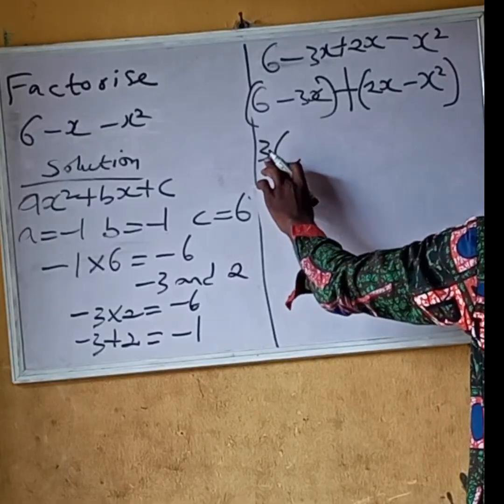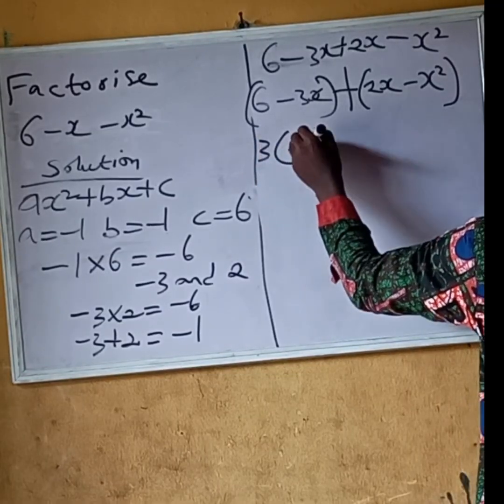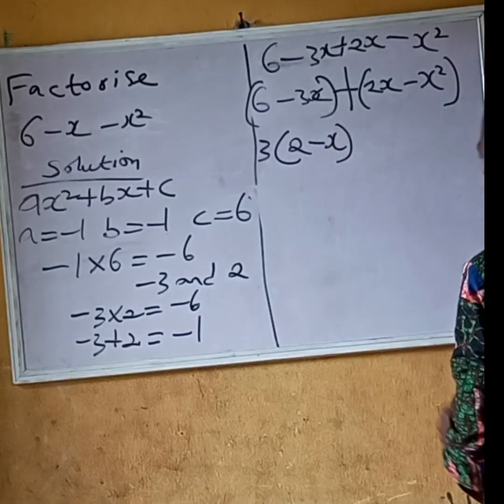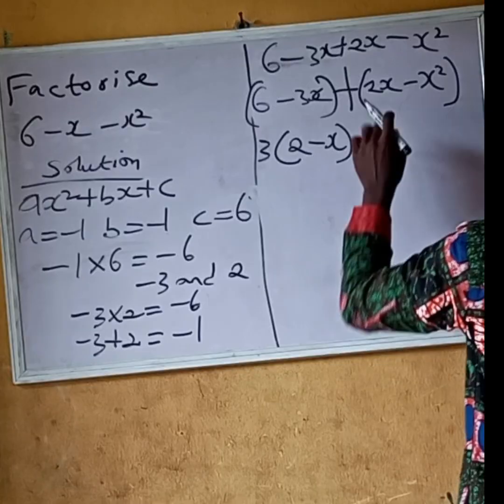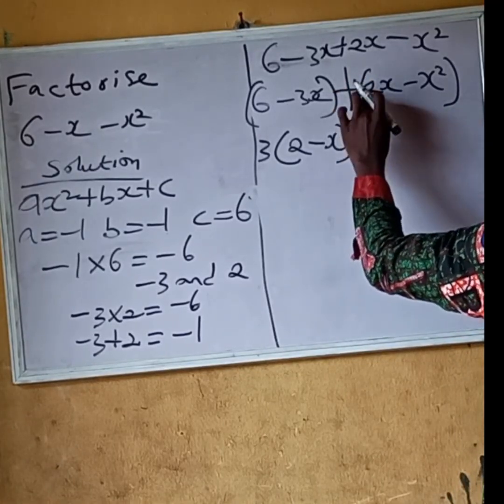So use this 3 outside to divide what is inside. 3 divide 6 will give me 2. Minus 3 divide 3x will give me what? Minus x. So plus times plus, there is plus here. Plus times this plus is plus.